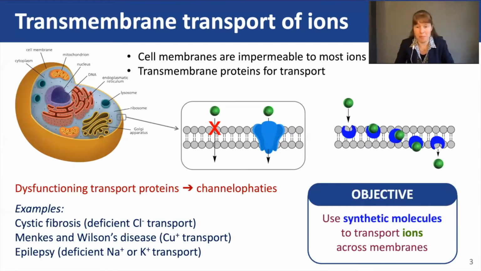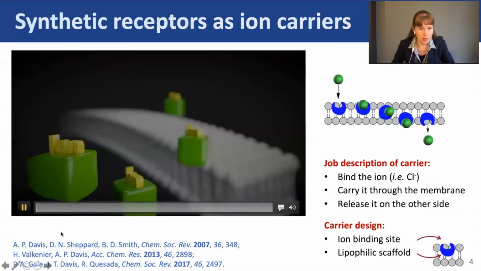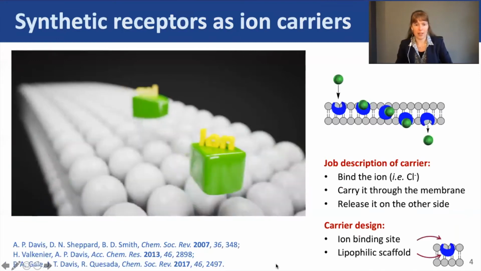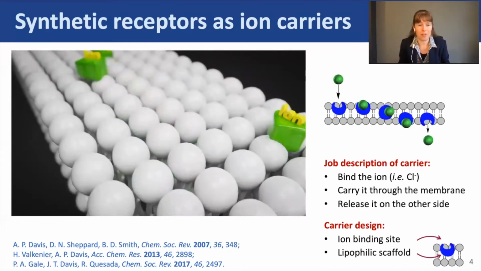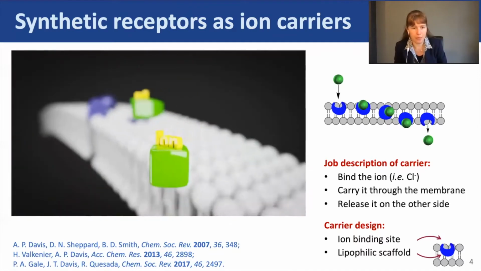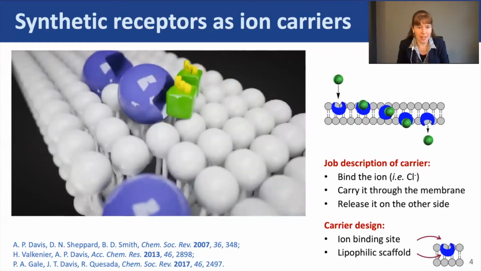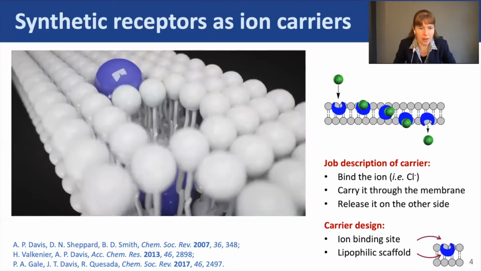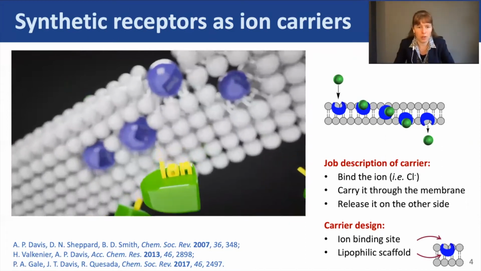So these are molecules embedded in the bilayer that extract the anion, take it through the membrane to release it on the other side. And here in a video, I'll show you how this works. So here we have ions on one side of the membrane. They try to get through, but they are too hydrophilic to penetrate the apolar interior of the lipid bilayer membrane. But now if we have synthetic ion carriers that can bind these anions and shield their charge from the hydrophobic interior of the membrane, they can carry them through to release them on the other side.